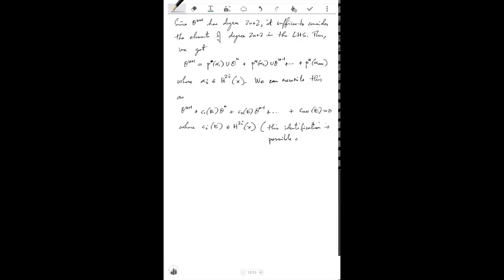As p upper star is an inclusion. So the classes c i E are called the Chern classes of E.